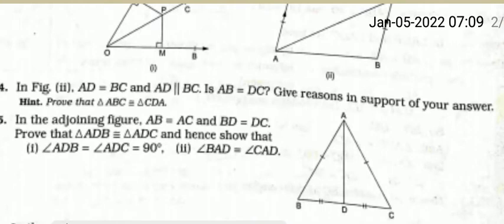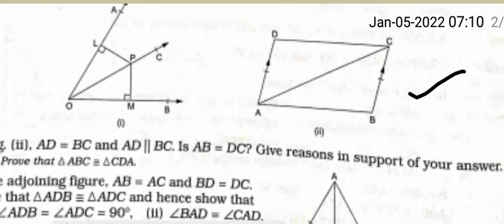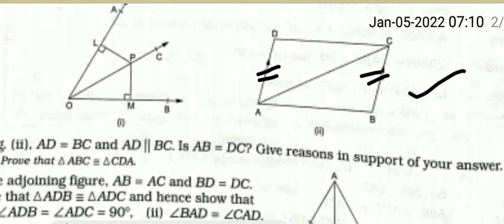In question number 4, you can see that in figure 2, this figure is telling AD is equal to BC. And AD is also given parallel to BC. Now the question asks: is AB equal to DC? Give reason in support of your answer.